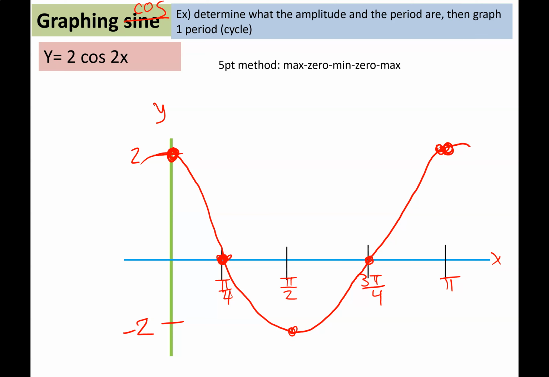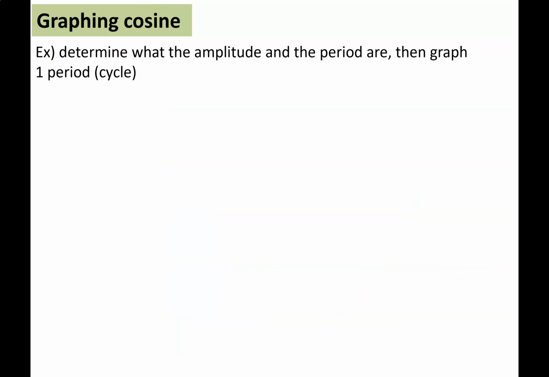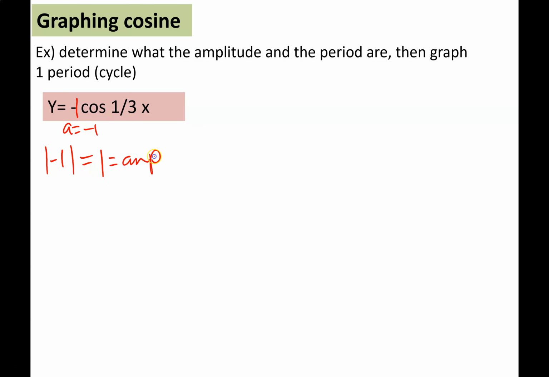Let's try another. Okay, so same directions, don't copy that, just copy down the equation. Just like with the other one, we're going to go ahead and identify the amplitude and the period. So my a value is -1. So absolute value of -1, that's going to be 1. My amplitude is 1. All right, my b value is 1/3.